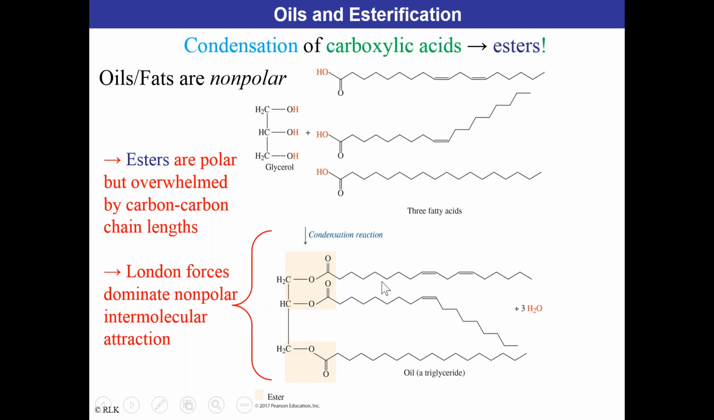And so what is the dominant intermolecular force in these triglycerides or these esters? It's going to be the London forces, also known as van der Waals or dispersive forces. So those are going to be the types of interactions that you can expect to be dominant.